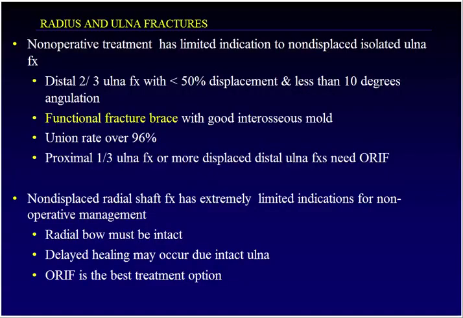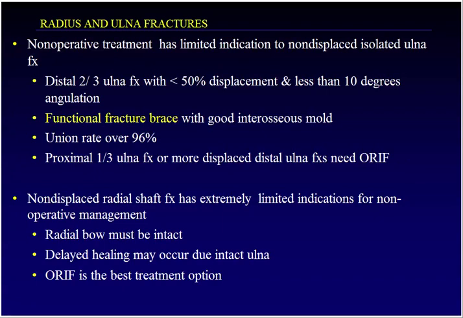Now, moving on down to the forearm. Radius and ulna fractures: non-operative treatment really has very limited indications for forearm fractures in adult patients. The one exception where you can consider non-operative treatment is the isolated ulnar shaft fracture where you have appropriate alignment. And these would be distal 2/3 ulnar shaft fractures, not proximal ulnar shaft fractures, where you have less than 50% displacement and less than 10 degrees of angulation.